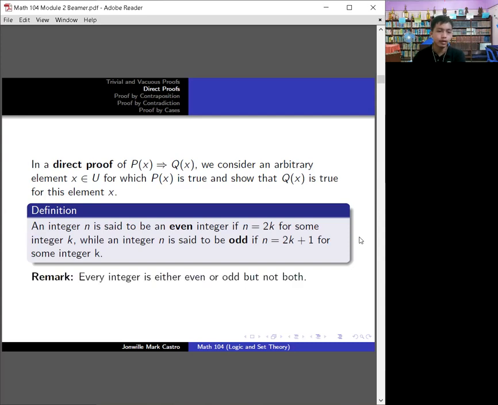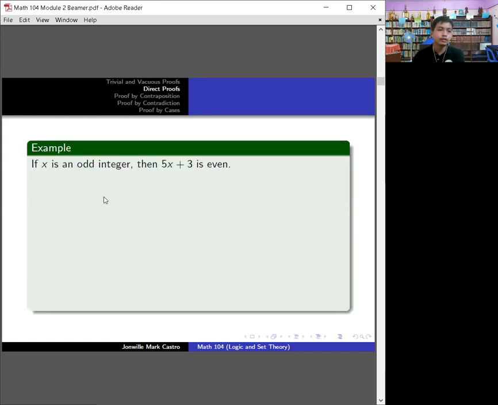So, meron tayong remark. Every integer is either even or odd but not both. So wala tayong integer na even siya at the same time odd. Okay? For example, if x is an odd integer, then 5x plus 3 is even. So since direct proof yung gagawin natin, i-assume natin yung if, mag-arrive tayo sa then.